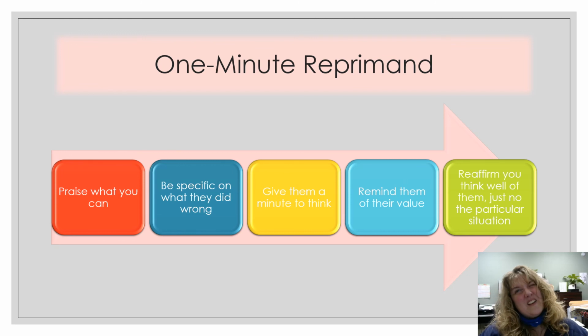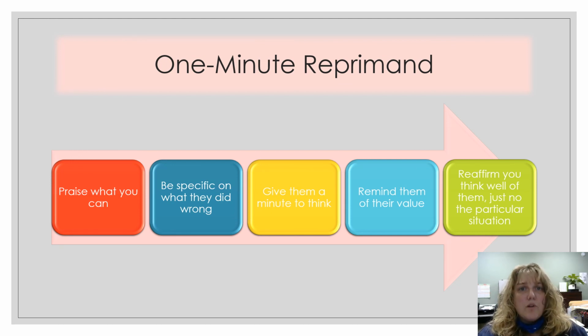I'm going to kind of skirt around it because I don't want to be in that uncomfortable situation. Remember, you are a preceptor and you're there to do a job. So you need to praise what you can, be very specific on what they did wrong, and make sure you give them time to think.